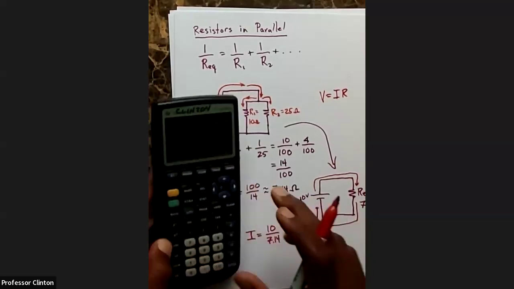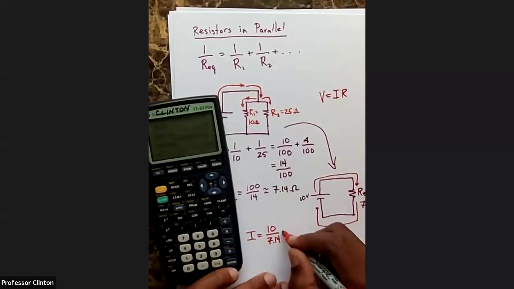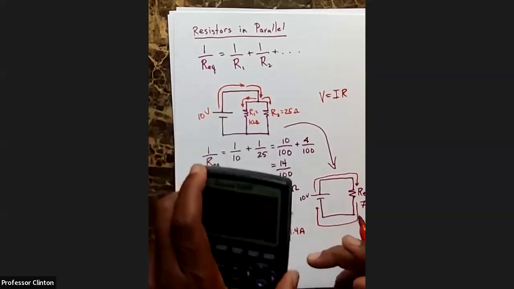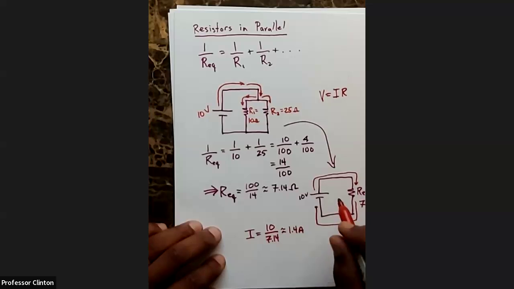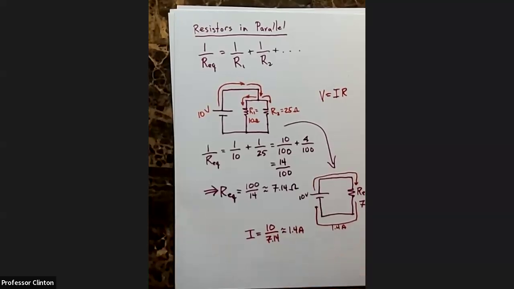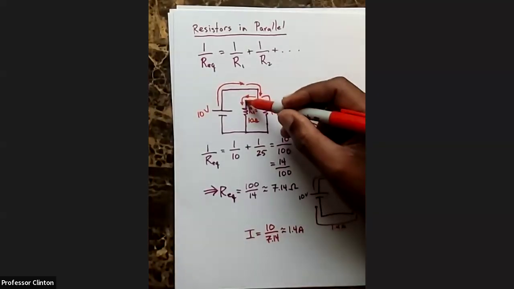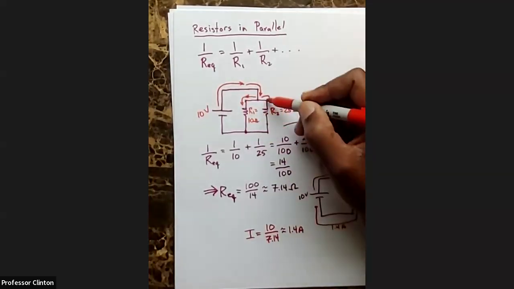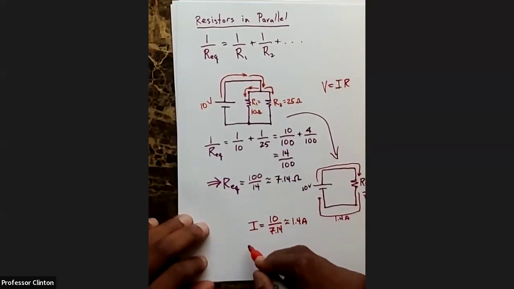So 10 divided by 7.14 is about 1.4 amps. It's actually exactly that according to my calculator because I saved the entire answer. So the current that's going through here is 1.4 amps. And we can go through the same process again, and we would see that in this case the voltage drop across this component would be 10 and 10 in both cases, right? So let's just verify that.